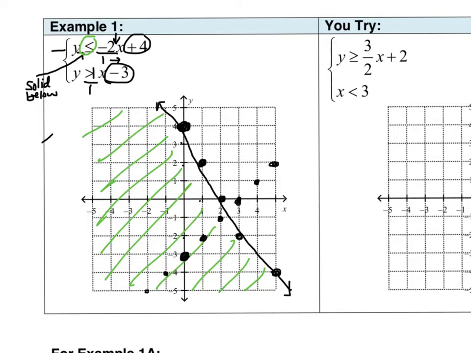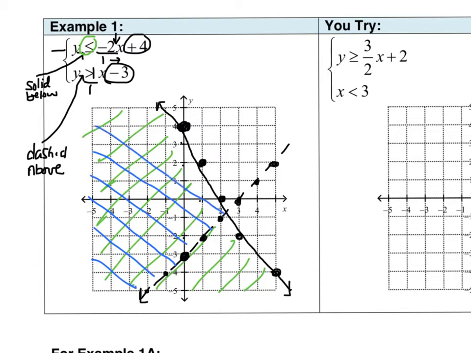So I need to figure out if I have a solid or dashed line. There's no equal sign underneath, so it'll be a dashed line. And it's a greater than sign, so I'm going to shade above. So I will connect these dots with a dashed line, and I'm going to shade in a different color above. If you don't have a different color, you can just make your lines tilt a different way. See how I have a different way of being diagonal?